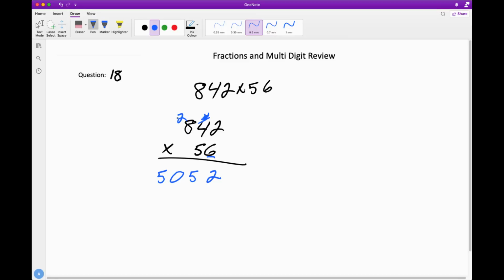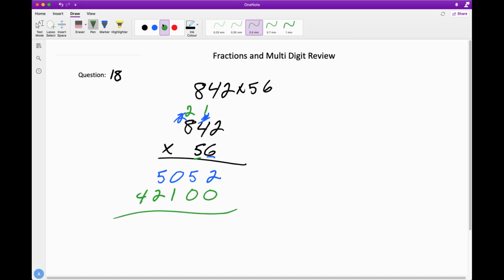And now we're going to go ahead and move on to our 5. Remember, now we're at our tens, we need to put our 0. So 5 times 2 is 10, so we write 0, carry the 1. 5 times 4 is 20, plus 1 is 21. And 5 times 8 is 40, plus 2 is 42.